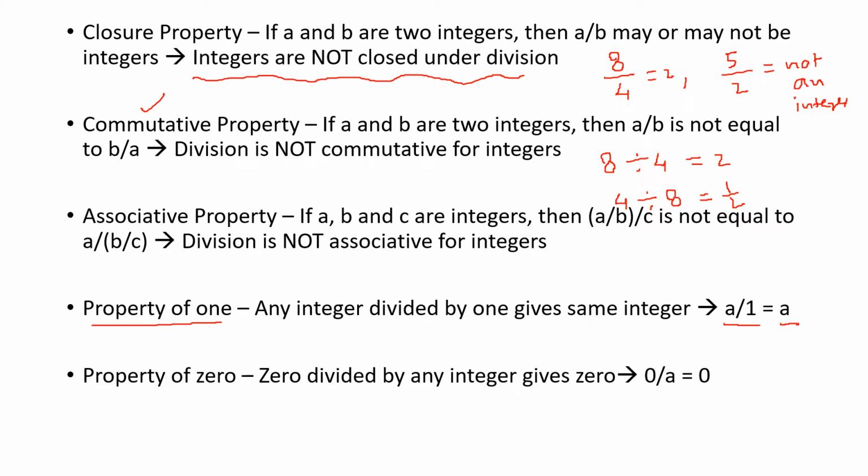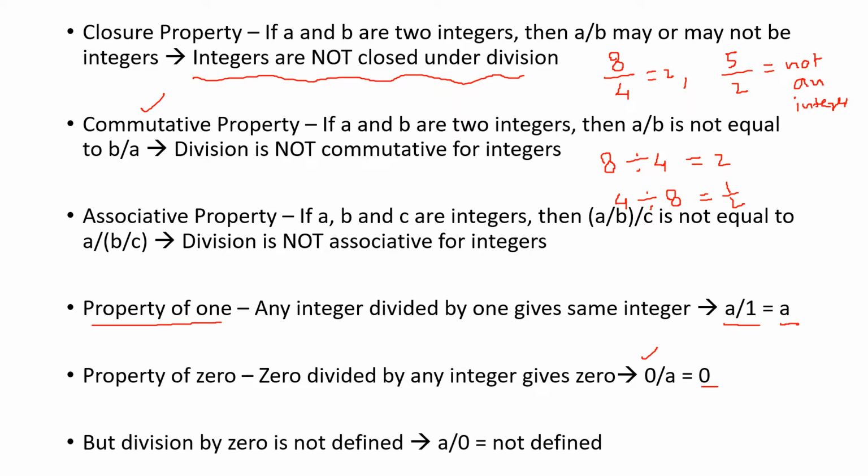And the property of 0: if you divide 0 by any number, the answer will be 0. Remember, you can never divide a number by 0. So an integer divided by 0 is not defined. But if you divide 0 by any other integer, the answer will be 0.